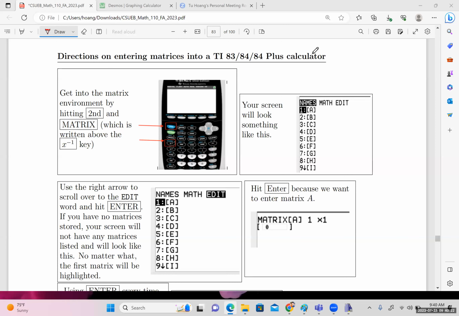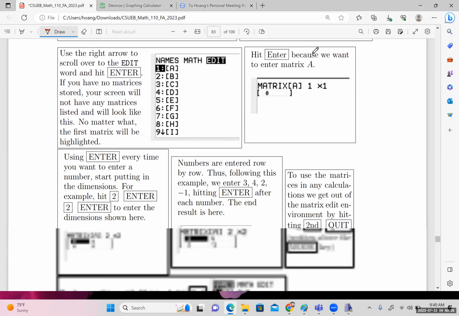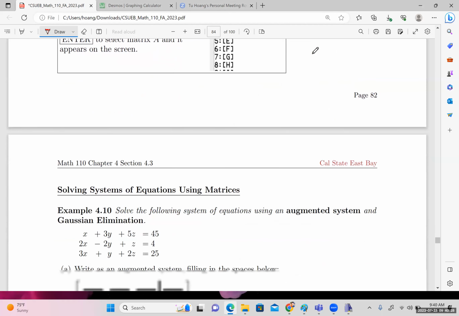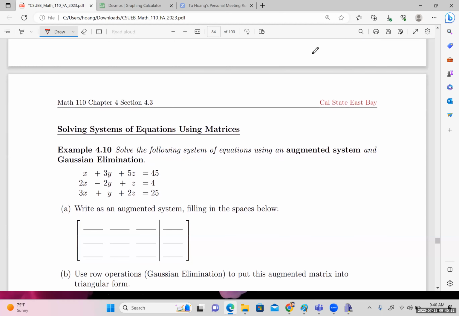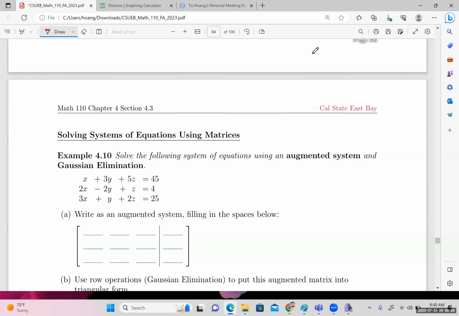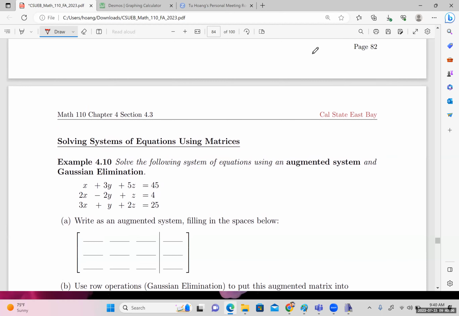I would like to split this section into two parts. I will later show you solving systems of equations using matrices in the other videos. And we'll see you later in the second part. All right.